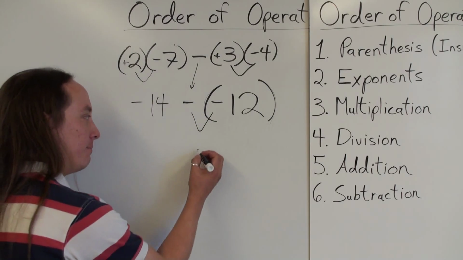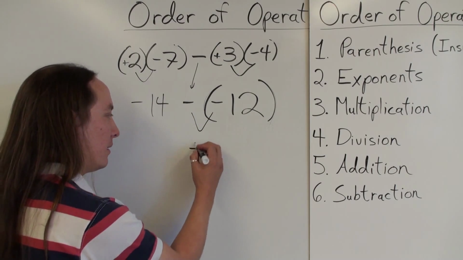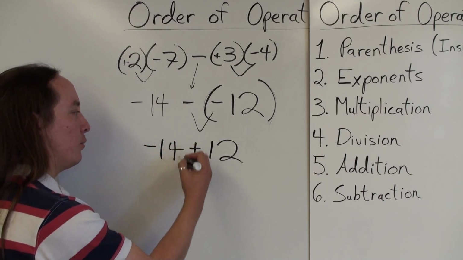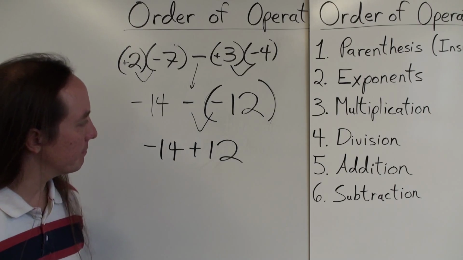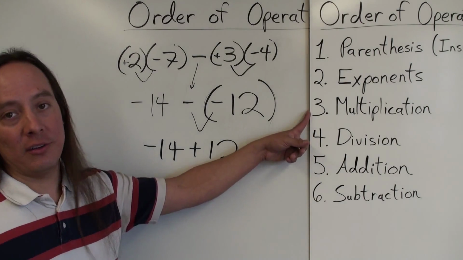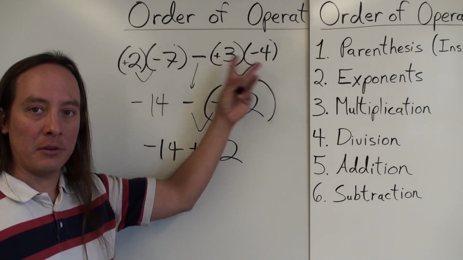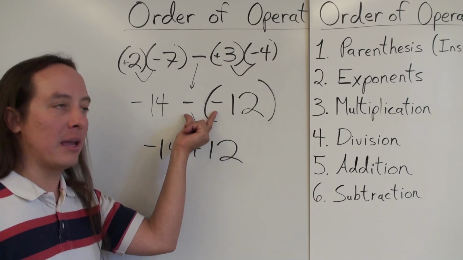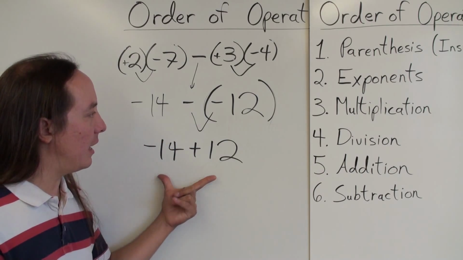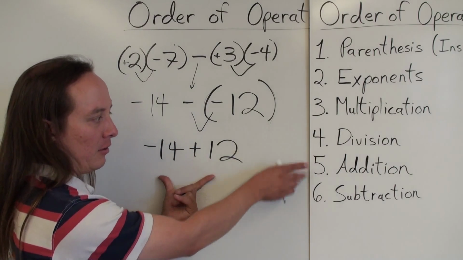Minus times minus, or negative times a negative, is a positive. And then I can bring down my negative 14. All right, so now I did all the multiplications. It was 2 multiplications with the numbers. There was another multiplication with the signs, because 12 can't have 2 negatives. And then I don't have division.